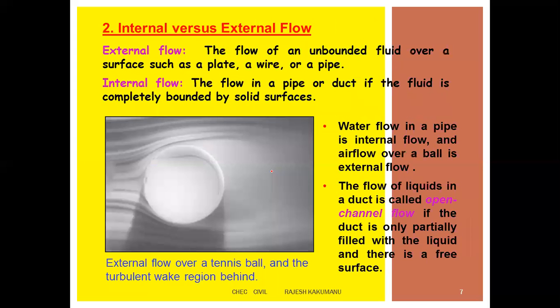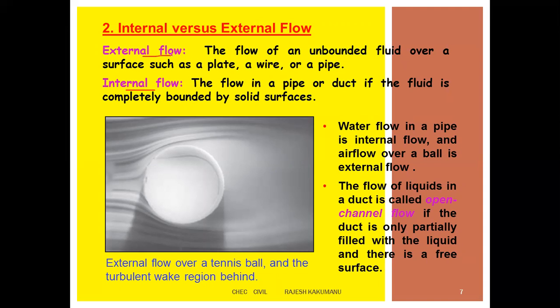Next, the second type of flow is internal flow and external flow. And what's the meaning of internal flow? The flow in a pipe or duct. If the fluid is completely bounded by solid surfaces, that is nothing but internal flow. In this, the fluid is completely bounded by a solid surface.